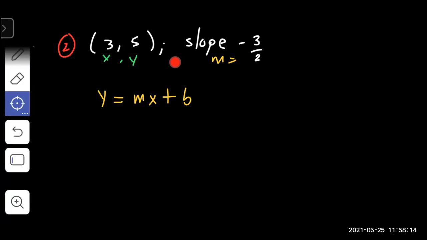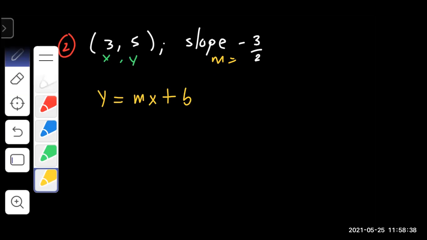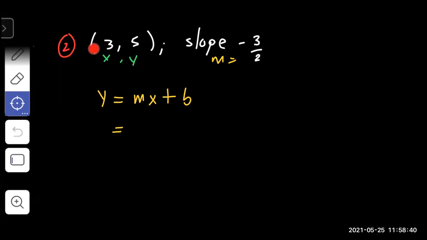Now, take a look: we know the slope. We don't know the y-intercept, just the slope. So that's why I'm going to do this process. I'm going to substitute all of this information in order to find b. What is y? In all of this information, what is the point's y? 5. 5, right?